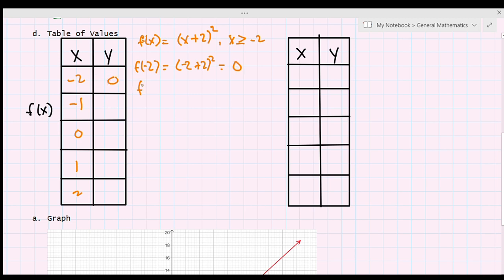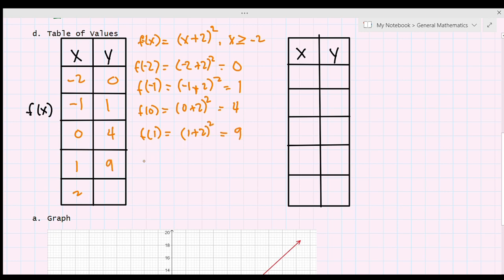Next we have f of negative 1. Negative 1 plus 2 raised to 2: negative 1 plus 2 is positive 1, raised to 2 is 1. Also f of 0: 0 plus 2 raised to 2 is positive 4. And f of 1: 1 plus 2 is 3, raised to 2 is 9. And f of positive 2: 2 plus 2 is 4, raised to 2 is 16. So therefore, we have this set of ordered pairs in the original function f of x.